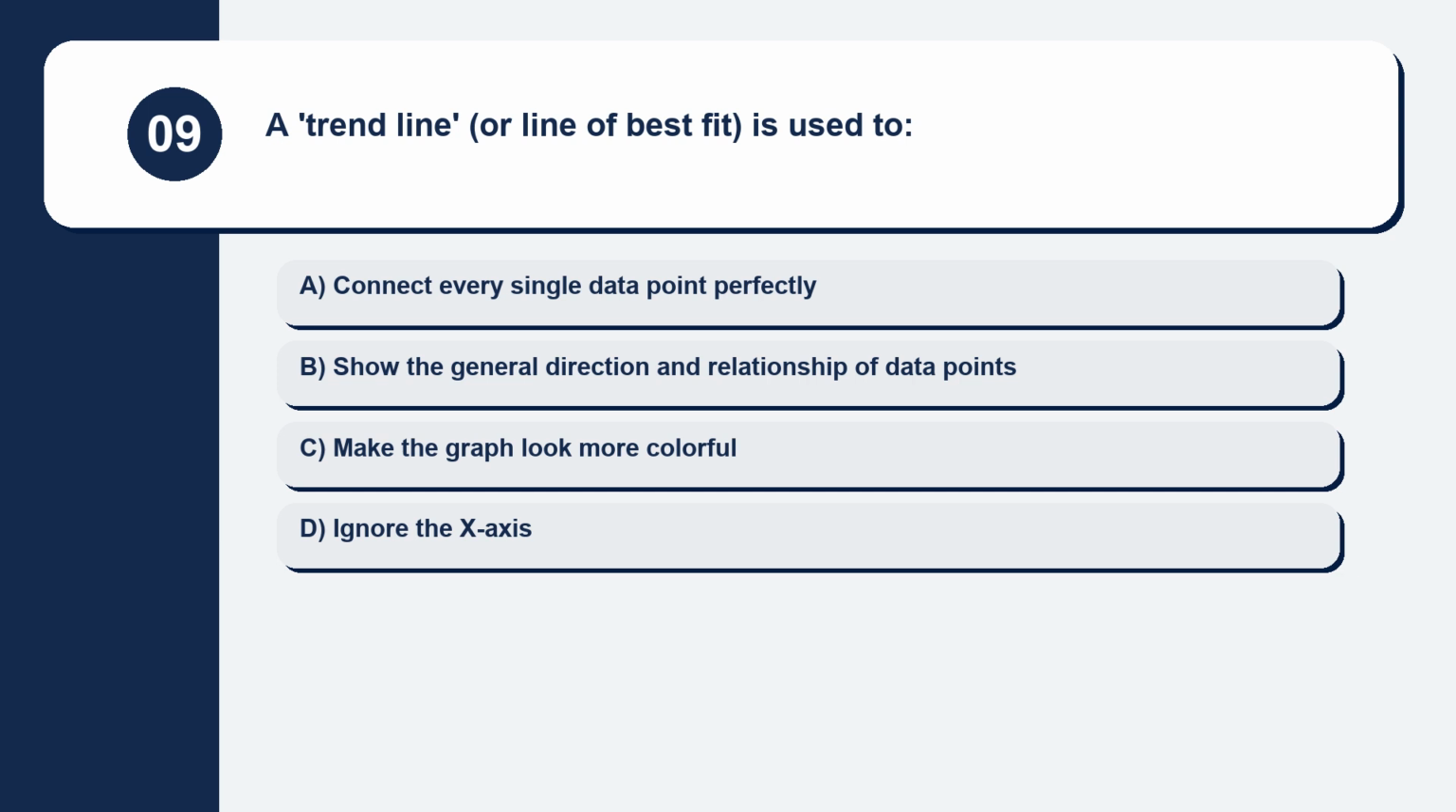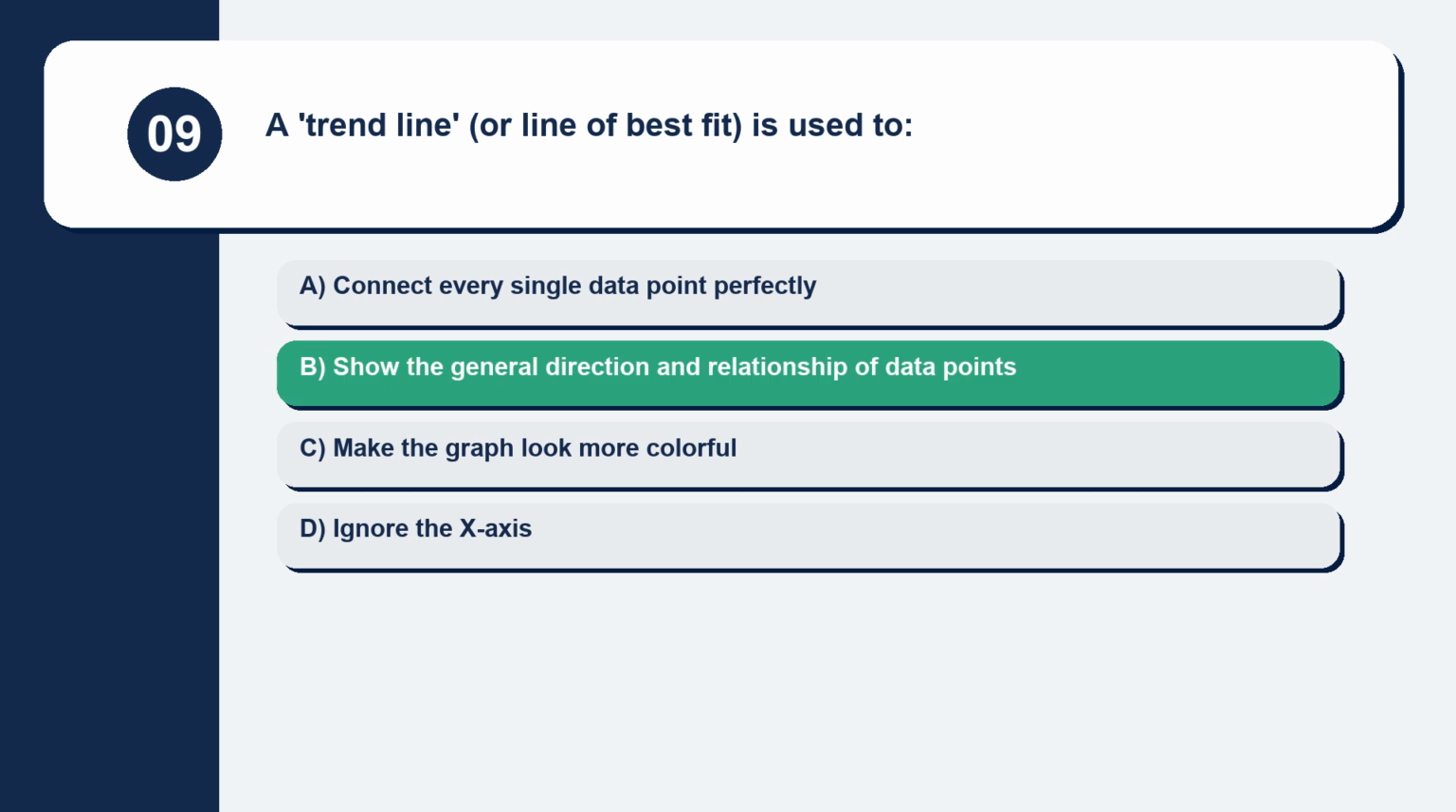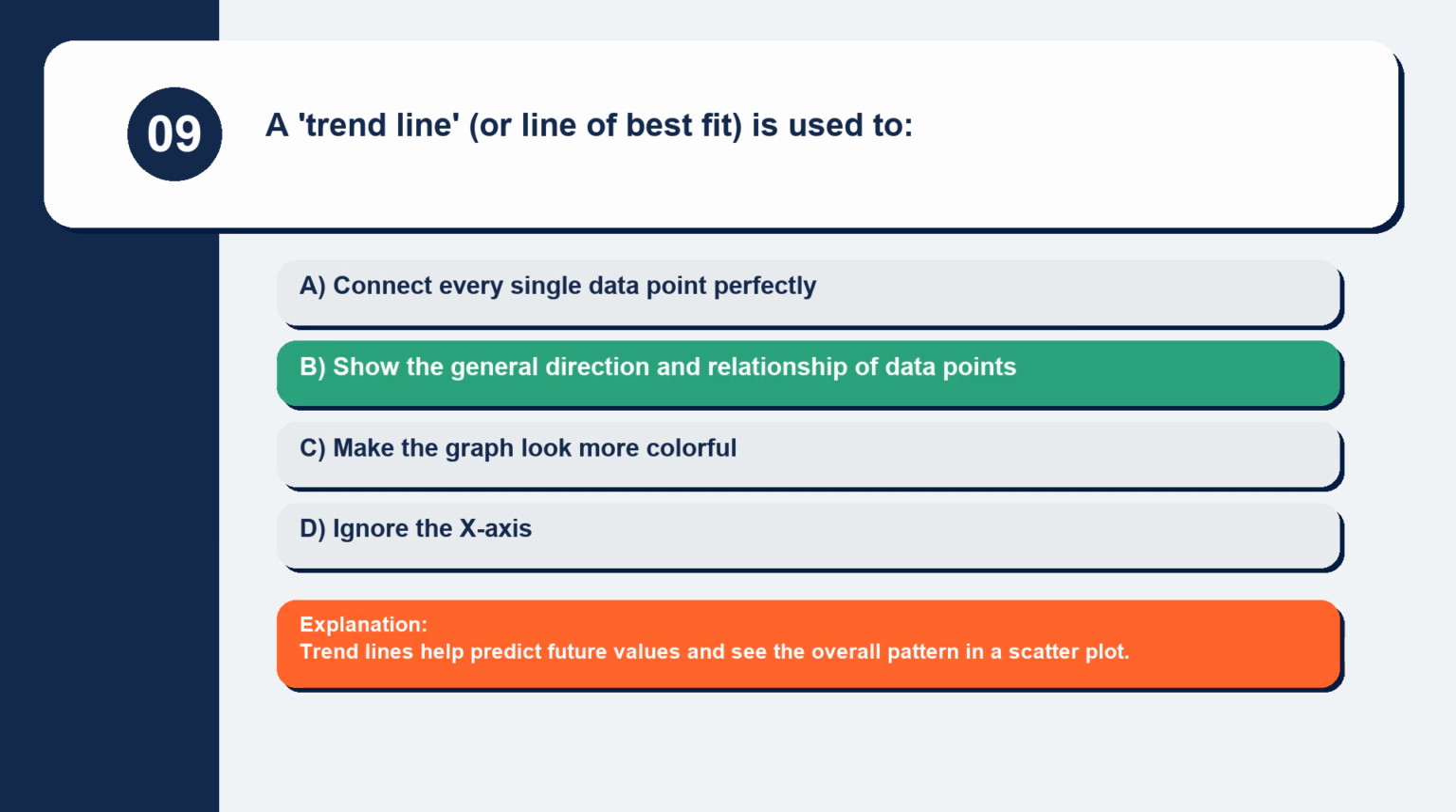Question 9. A trend line, or line of best fit, is used to connect every single data point perfectly. Show the general direction and relationship of data points. Make the graph look more colorful. Ignore the x-axis. Trend lines help predict future values and see the overall pattern in a scatter plot.